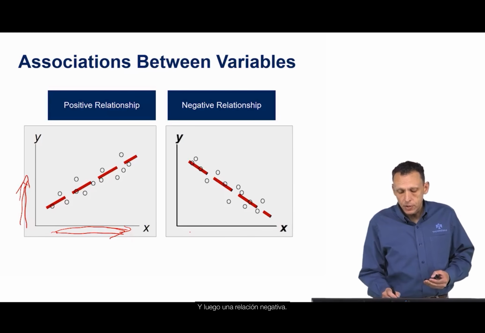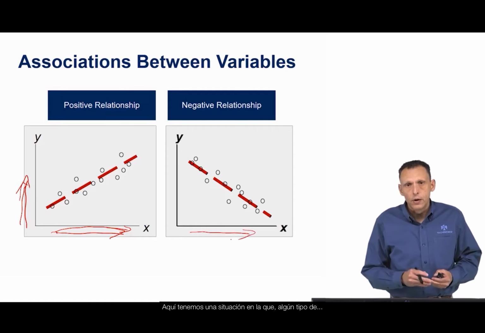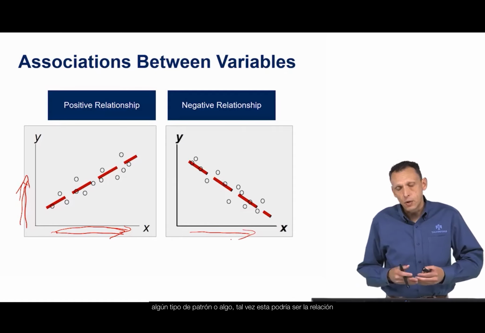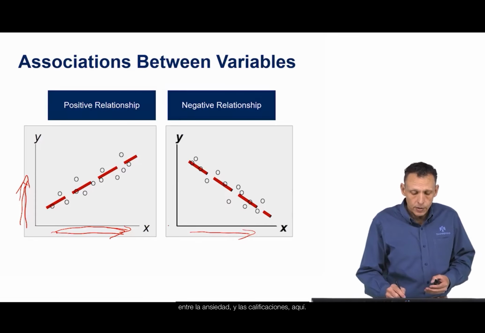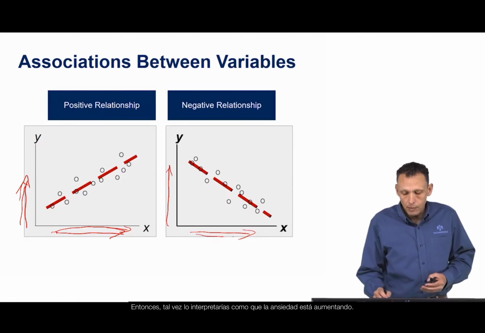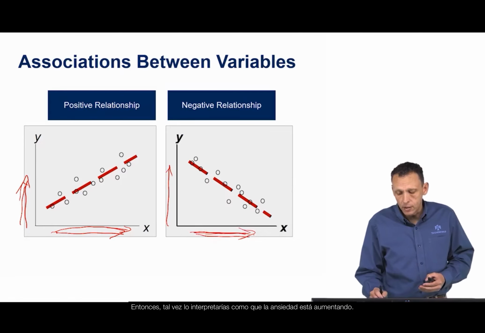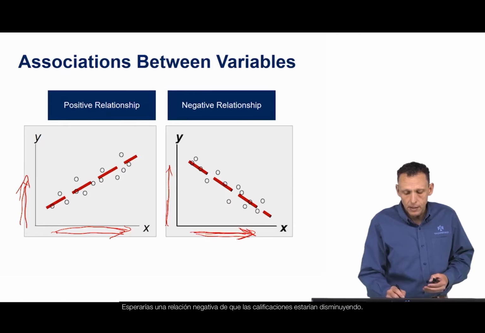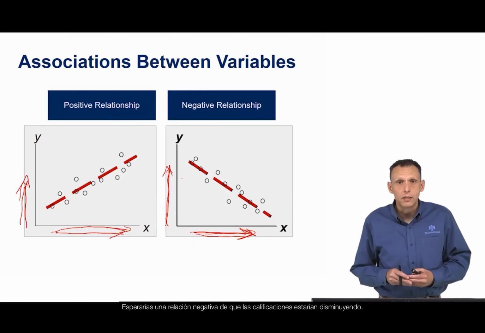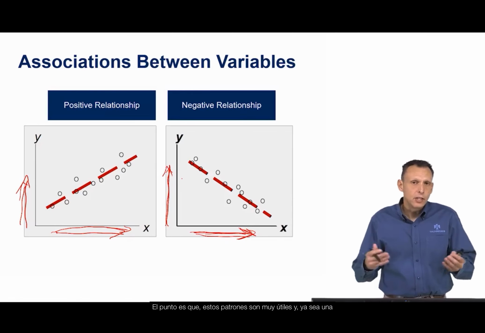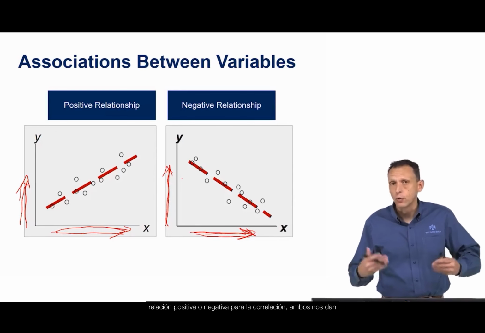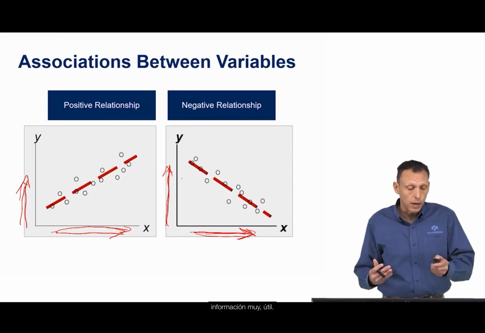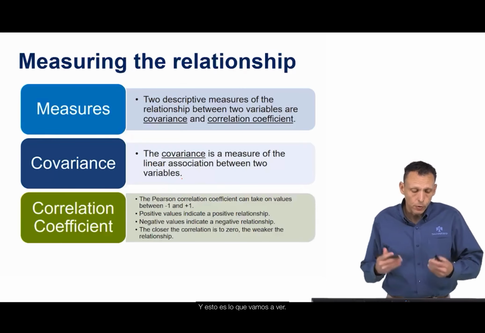And then a negative relationship here, where we have the situation where, maybe this could be the relationship between anxiety and grades. And so maybe you would interpret that as anxiety is increasing, you would expect a negative relationship, that grades would be decreasing. The point is that these patterns are very useful, and whether it's a positive or a negative relationship for correlation, they both give us very helpful information.